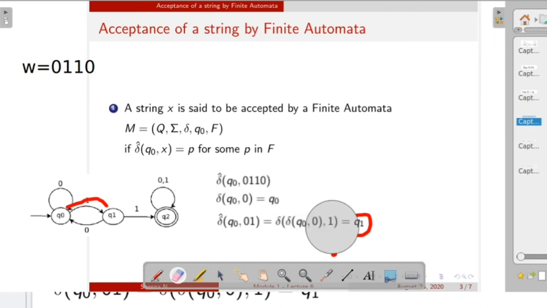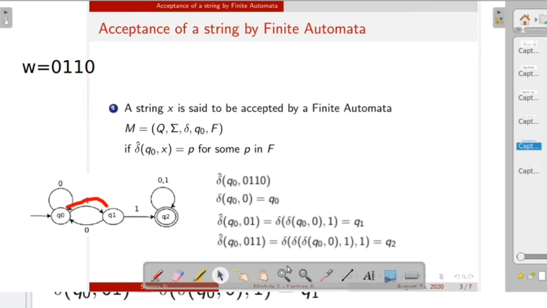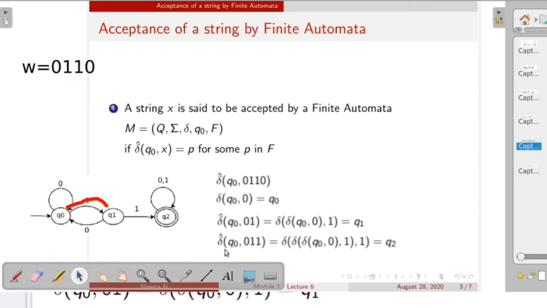Then next we take the next input symbol also. Here delta cap of q0, 0, 1, 1. You know what is the output of delta cap of q0, 0, 1? That means after processing the string 0, 1, you get q1. So this output is equal to q1. From the state q1, you read the input symbol 1, you get q2. Then next take the next input, that is the entire string.